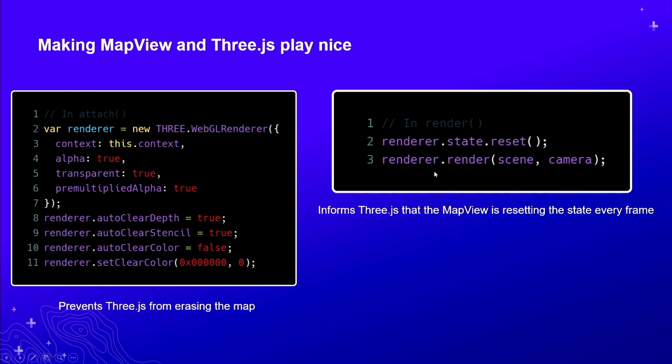And the other thing is that since Map View resets the WebGL state every time that control is handed to a custom layer view, we need to tell Three.js about this, because otherwise Three.js would assume that the WebGL state is the same at the beginning of a render cycle as it was the last time that a scene was rendered. Remember that WebGL is a state machine, and since both libraries share the same rendering context, we cannot assume that the state is the same. So we have to make sure that we reset the state every time we switch from one library to the next one when we render. Exactly.